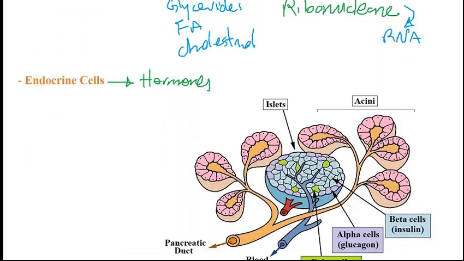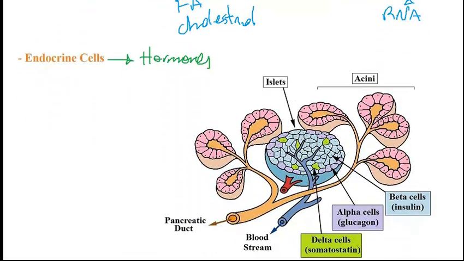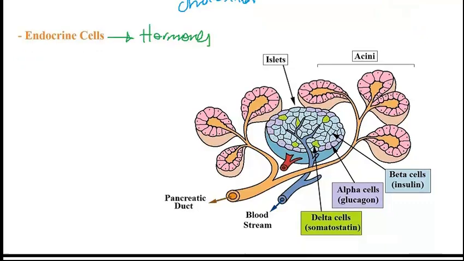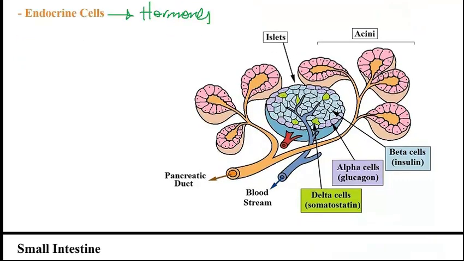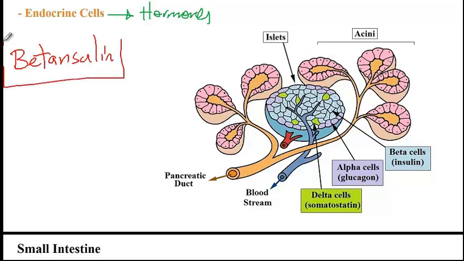Next, we have the endocrine cells. Again, I'm not going to go into details here, just briefly touching upon different hormones. So we have 3 types of pancreatic endocrine cells: beta cells that produce insulin, alpha cells that produce glucagon, and then delta cells that produce somatostatin. And the way I memorize it is I call it "betunsulin." This is my own memory aid. I remember that beta cells produce insulin.